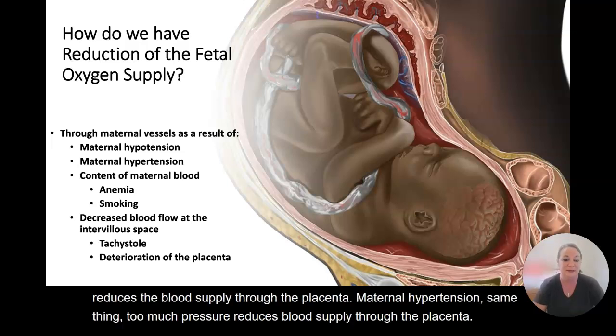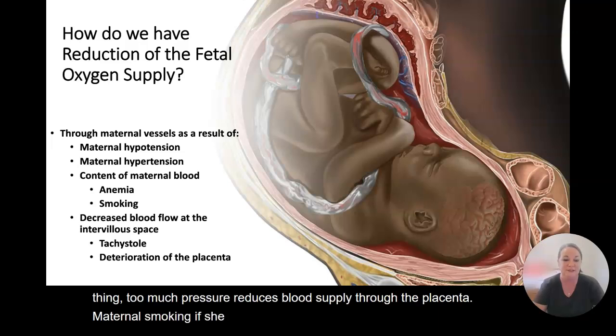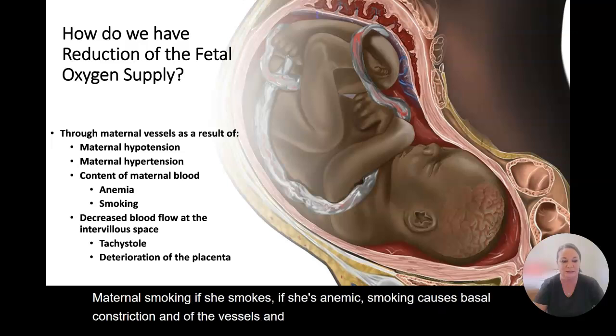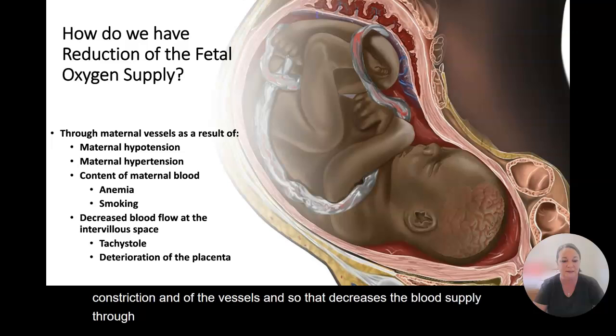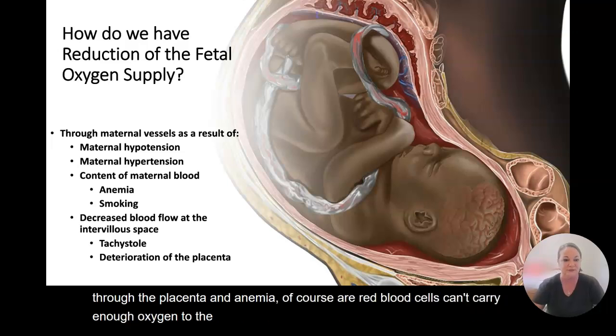Maternal smoking, if she smokes. Smoking causes vasoconstriction of the vessels, and so that decreases the blood supply through the placenta. And anemia, of course, our red blood cells can't carry enough oxygen to the tissues if mom is anemic.